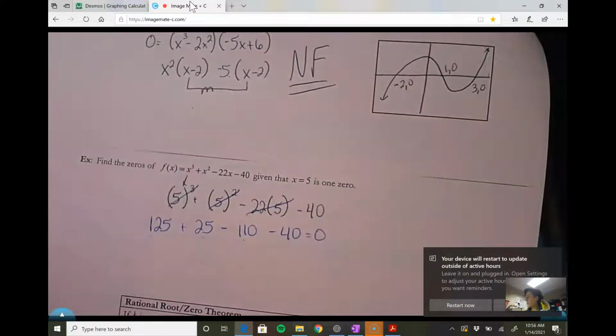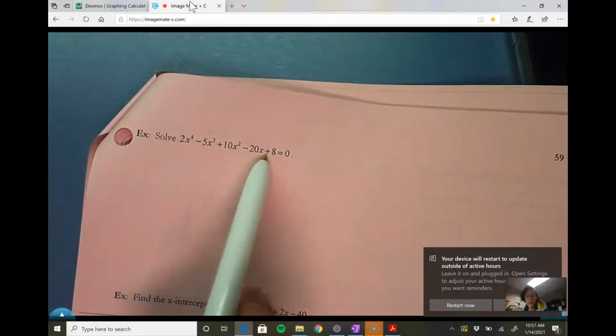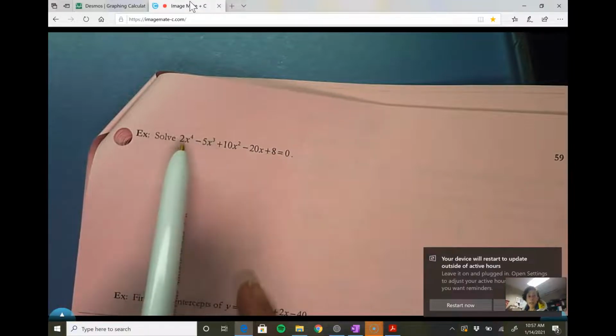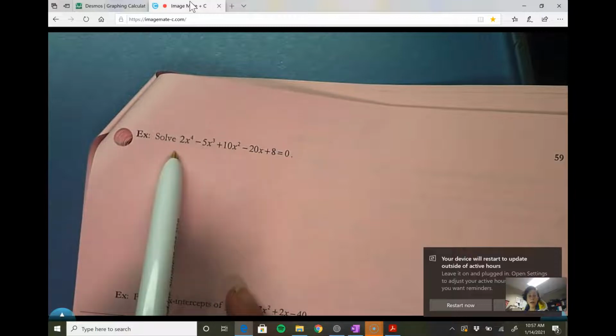All right, so 2 big parts there. So let's take a look. What we're going to do is solve this problem. The first thing I want you to notice is it has way more than 4 terms. This has 5. I've not taught you how to factor with 5, so you can't do that whole grouping method because there's an odd amount.